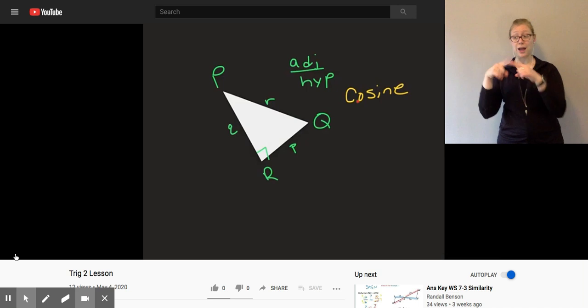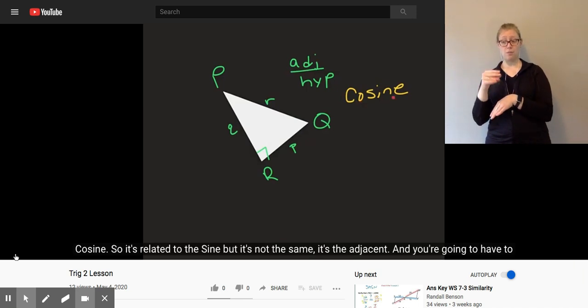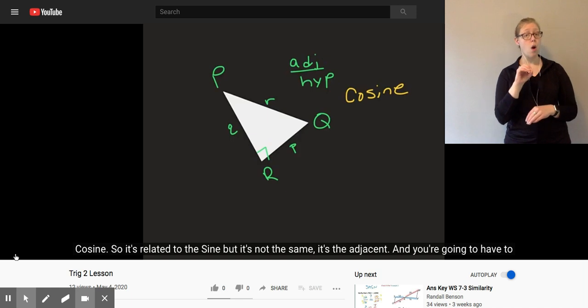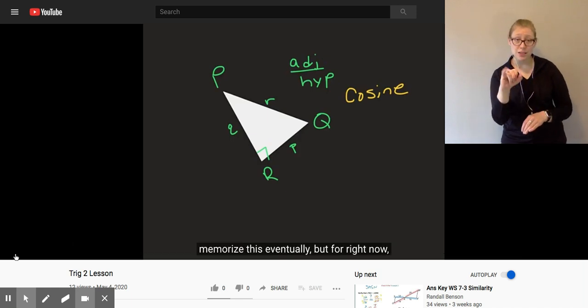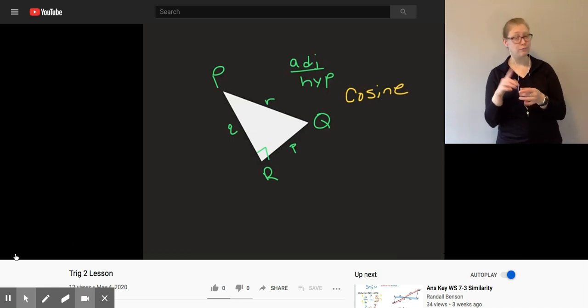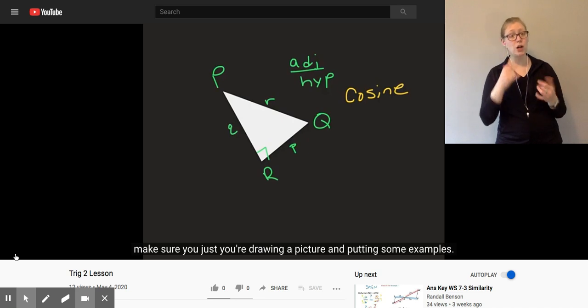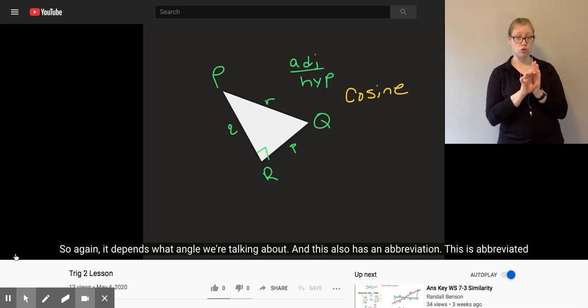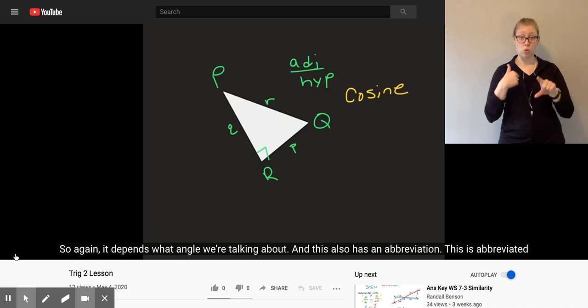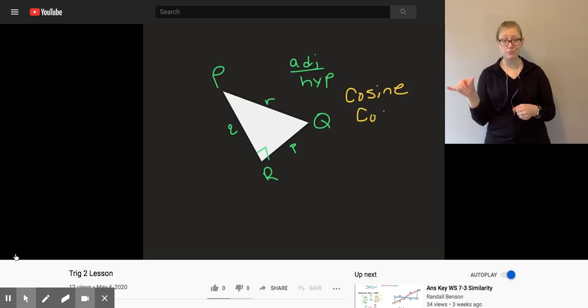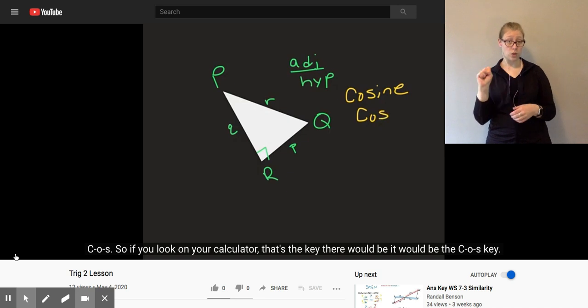And so, cosine. So it's related to the sine, but it's not the same. It's the adjacent. And you're going to have to memorize this eventually, but for right now, make sure you're drawing a picture and putting some examples. So again, it depends what angle we're talking about, and this also has an abbreviation. This is abbreviated COS. So if you look on your calculator, that would be the COS key.